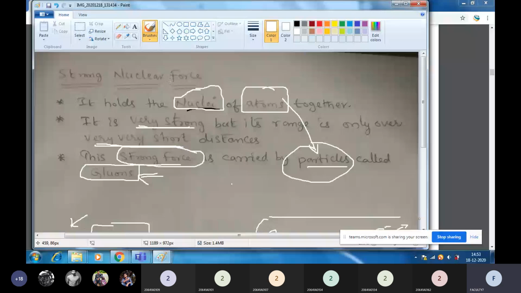Now what are the particles we are considering there, which are the cause of this force? We call those the gluons. Now what is the remaining force? It is the weak nuclear force.